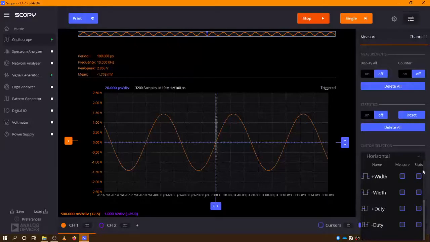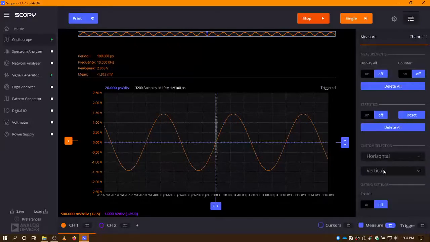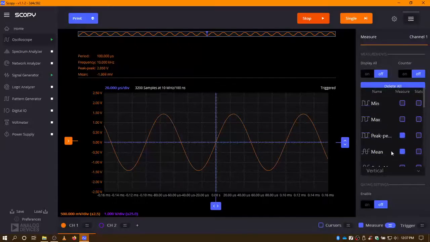For us, I don't need to change any horizontal measurements, but I want to take a look at the vertical measurements. And in the vertical measurements section there, we can measure min, max, peak to peak, which is on, the mean, which I have really no use for. I'm going to shut that one off. I'm going to measure the AC RMS voltage and choose that.